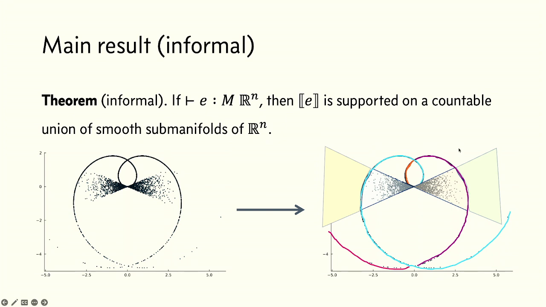Now, what we mean by supported on, informally, is that every sample that you get from this program is going to lie somewhere in these manifolds. But that alone is not that impressive, because we could have just taken the whole space to be the manifold, right?